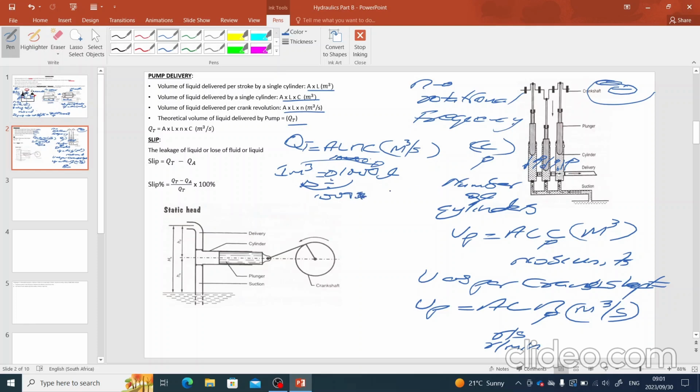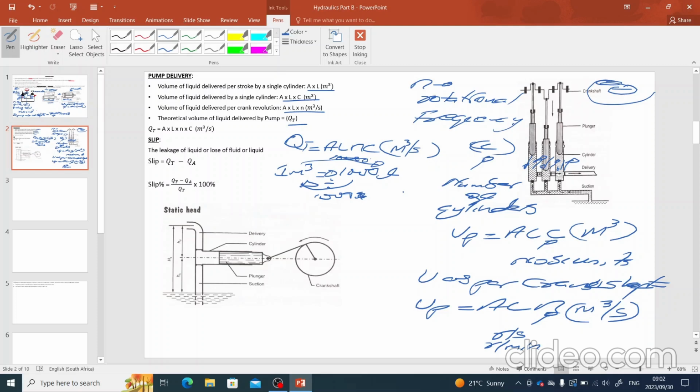Now please make note, if you are given the volume in liters, you have to convert those liters into cubic meters, because our formulas are designed in such a way that they accommodate m cube. I'm not saying we don't have formulas of working with liters, but on our level, we will be dealing with m cube.